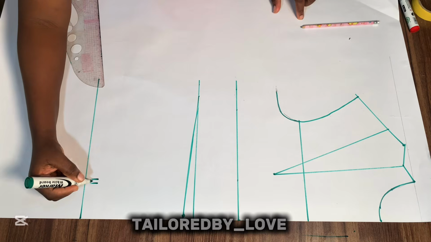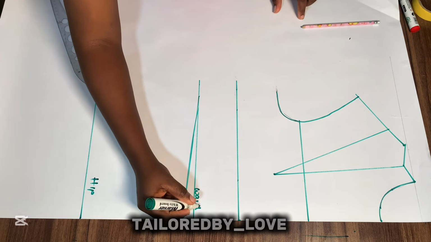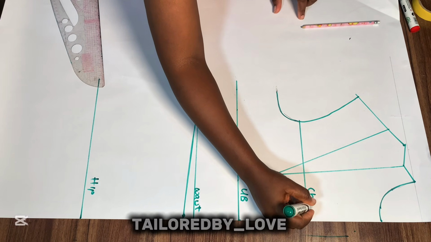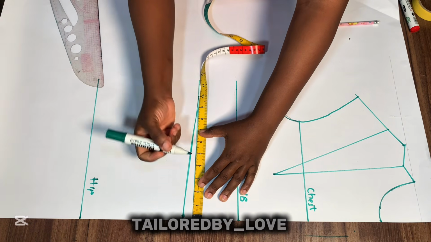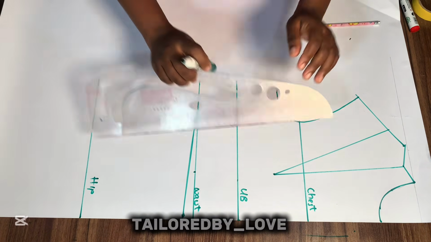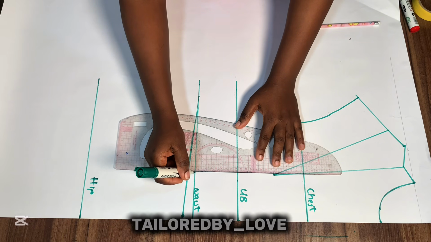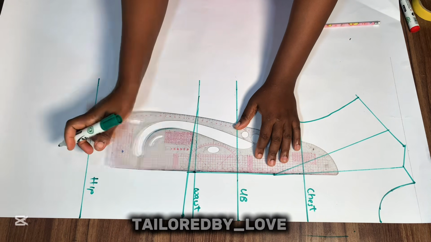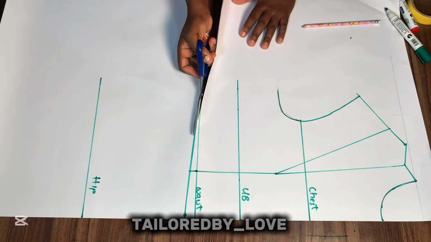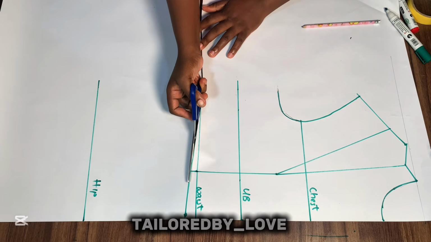I've gone ahead to trace out my basic bodice block. I'll be leaving the link in the description box on how to draft the basic bodice block. So now I'm just marking my nipple to nipple measurement divided by 2, which is 3.5 inches, and I'll connect that to the bust point. So I'm going to be cutting off from the waistline because we're going to be working on the upper bodice first. Okay, so I'm just going to cut that off.